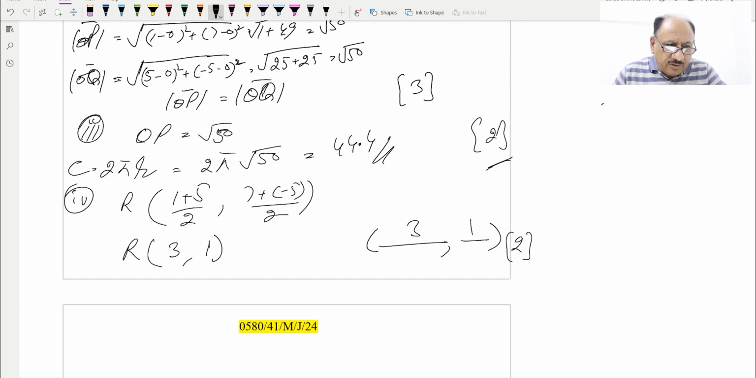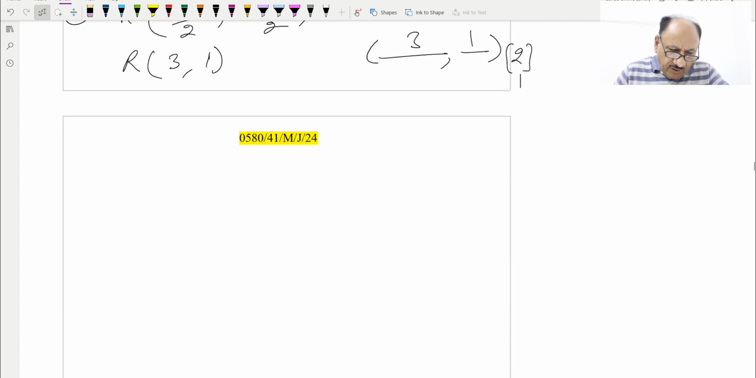Now the next part, which is part 5. Part 5 we can write over here: find the equation of the perpendicular bisector of PQ. Perpendicular bisector means it's passing through the midpoint, and the midpoint coordinates we just found, which is R. So passing through R, which is 3 and 1, and perpendicular means it will have a gradient perpendicular to PQ.